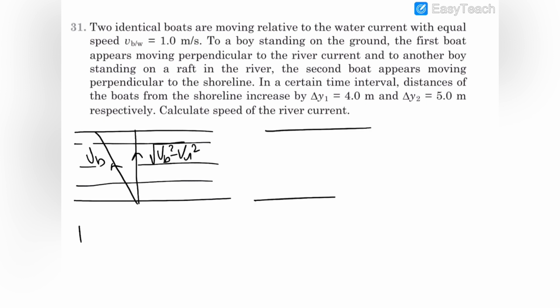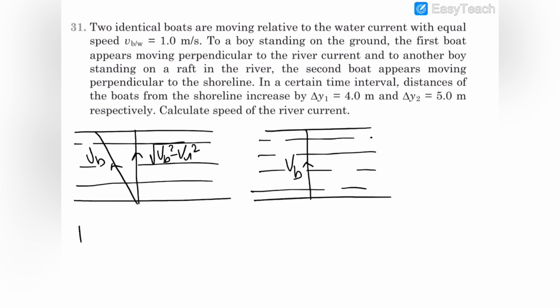For a boy standing on a raft which is floating in the river, obviously that boy would be moving with the velocity of the river itself, and therefore we can say that the second observer is the river itself. So for the river, it is observed that the velocity of the second boat is in this direction because it is going perpendicular to the stream.